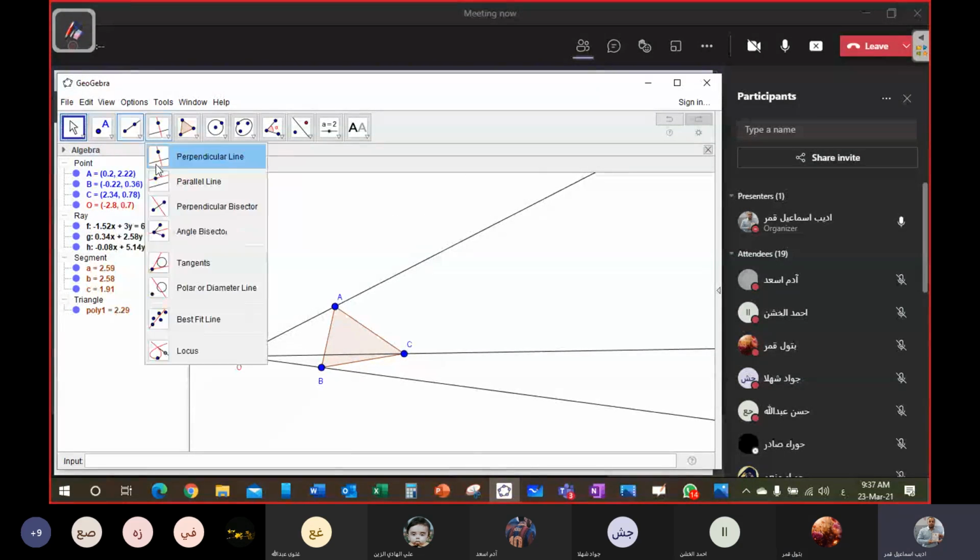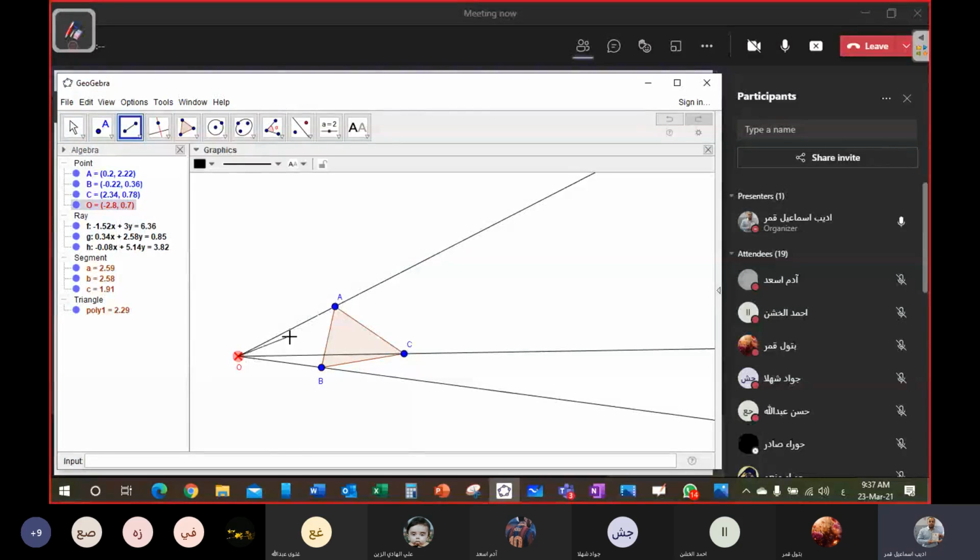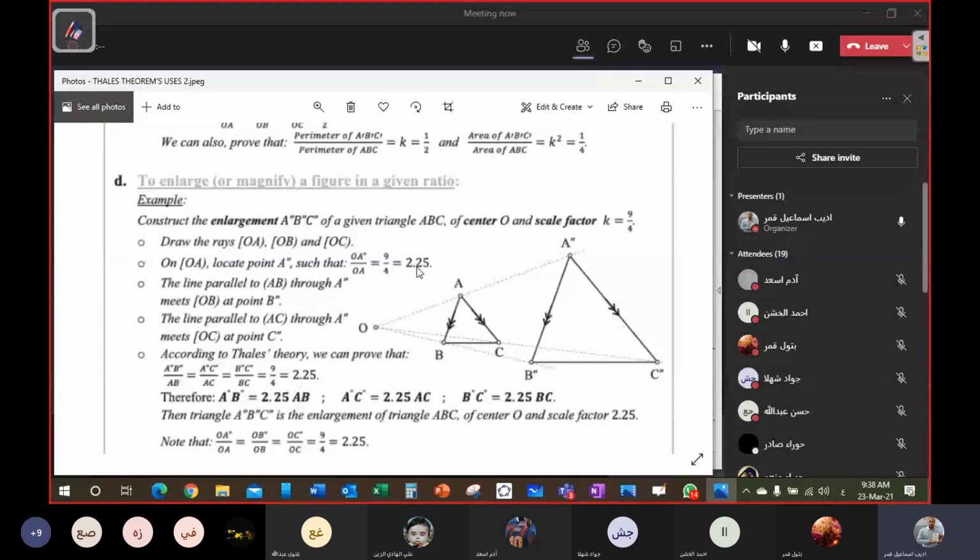OA, I'll draw it as a segment to get its measure. I'll take the segment OA, which is 3.36. OA is equal to 3.36. What should I do now? If OA is 3.36, I should multiply OA by what? By the scale factor. The scale factor is 2.25. If I multiply OA by 2.25, I'll get OA double prime. Let's see what we get.